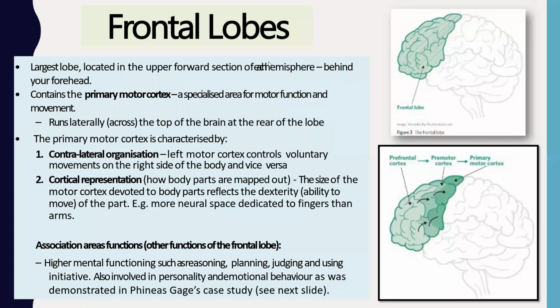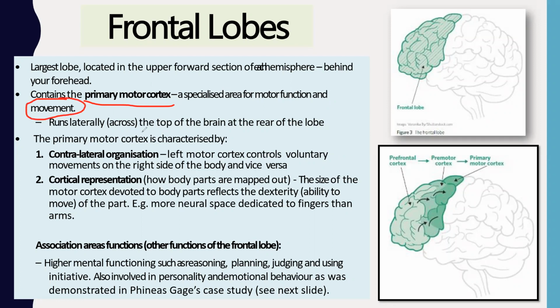So the first lobe that we're looking at is the frontal lobe. As I said before, the frontal lobe is located at the front of your head, just behind your forehead. So just behind your forehead, in your cerebral cortex, you've got your frontal lobe. Okay, the frontal lobe is important because it contains the primary motor cortex. Now, the primary motor cortex plays a really important role in movement.